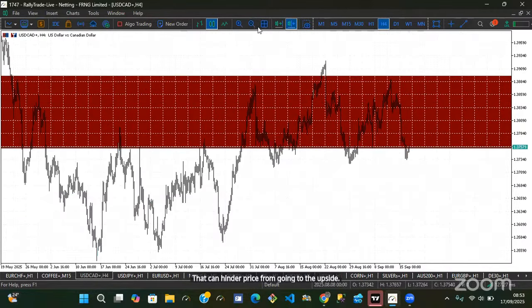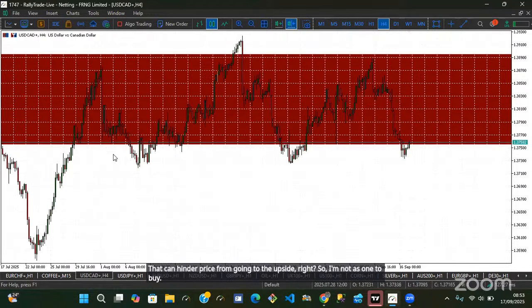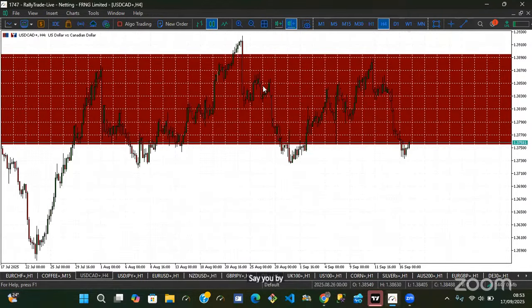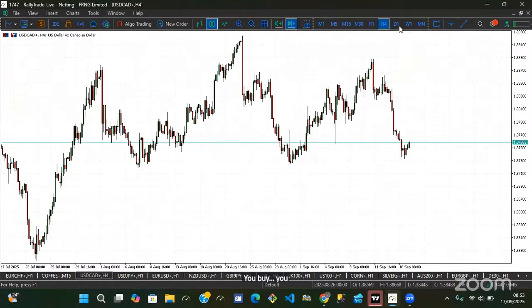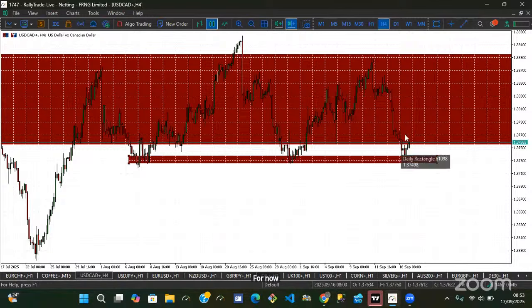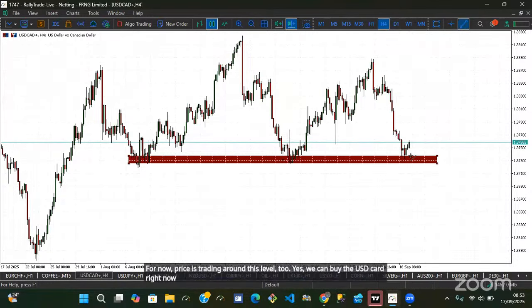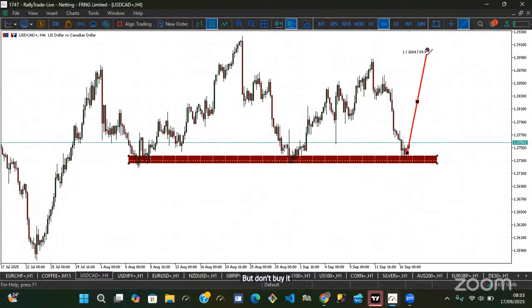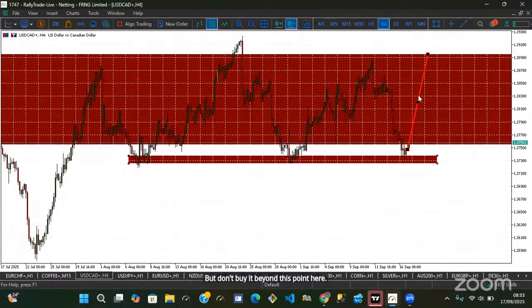All right. So as much as you want to buy, say you buy, hoping price continues, and you see this massive sell. So for now, price is trading around this level here. So yes, we can buy the USDCAD right now, but don't buy beyond this point here.